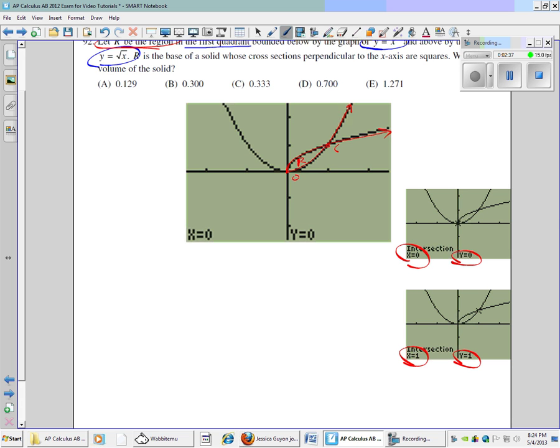So next, if I'm looking for a volume whose cross sections are perpendicular to the x-axis, then we're going to have this in terms of x. Since those cross sections are squares, we'll have the following setup. We'll have the volume equal to the integral from 0 to 1, we've just found those limits of integration, of the top function, which is the square root of x, minus the bottom function, which is x squared, and since it's squares, we're going to square that quantity. Okay, and that's going to be our volume using cross sections.